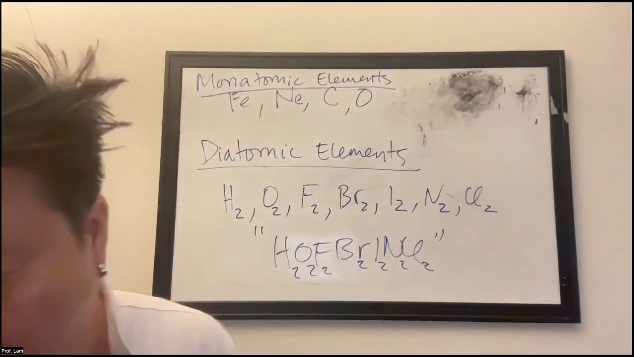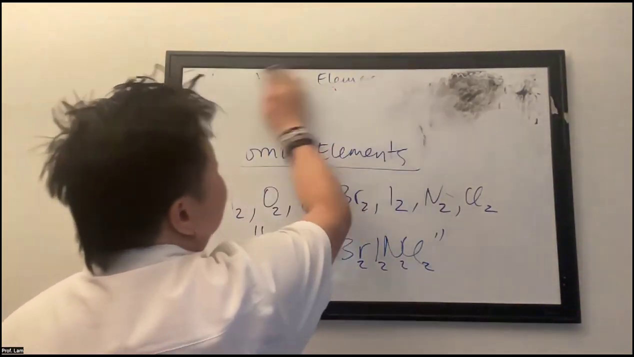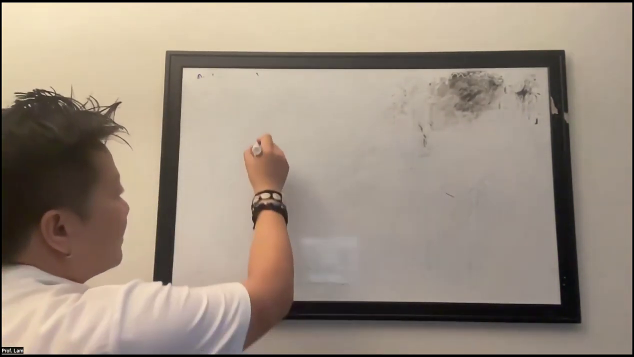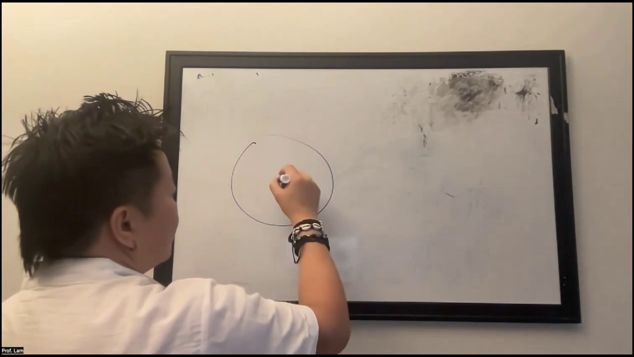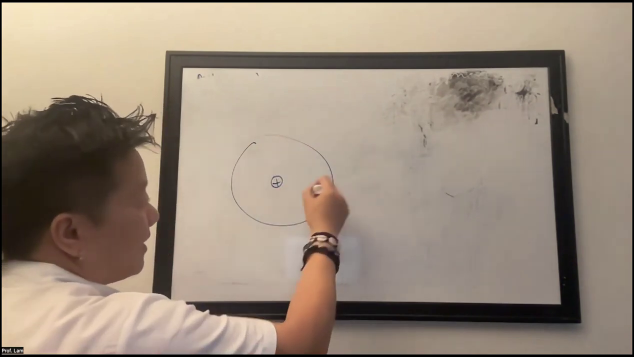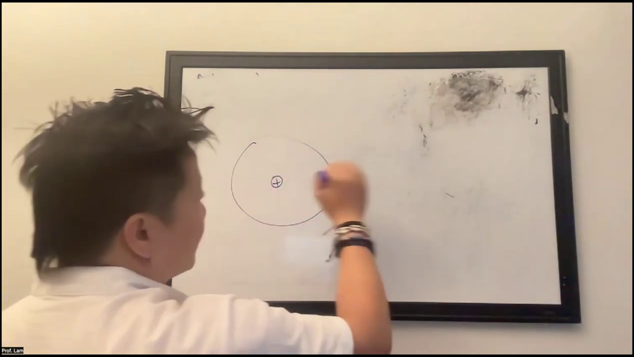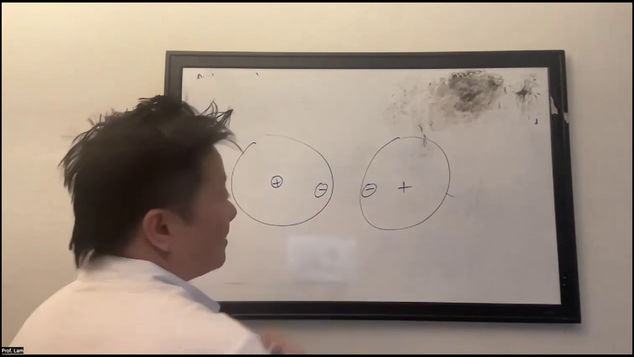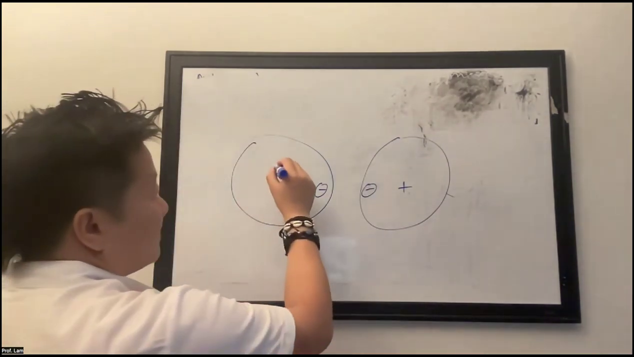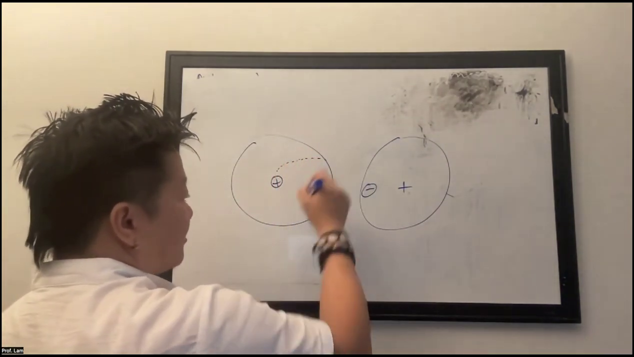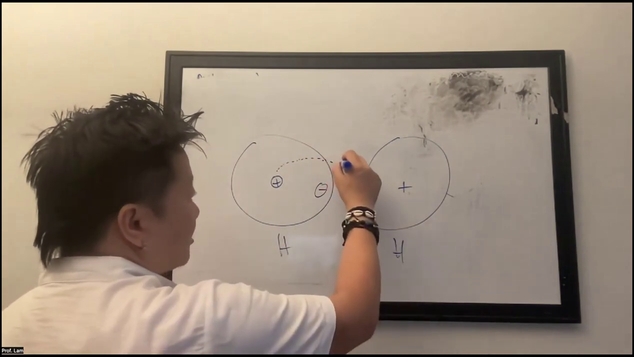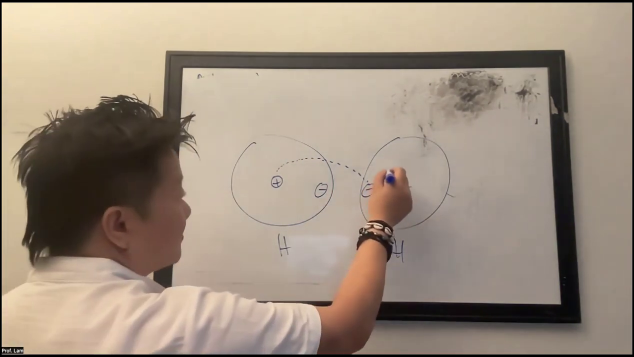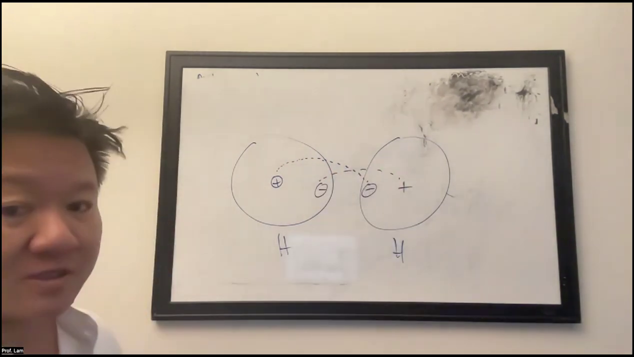So let's go back to the board and you'll see why that makes more sense if I draw it like this. If I have hydrogen with one proton and one electron out here, that is the electron cloud. And it sees another hydrogen, which also has a proton and an electron. Then the nucleus of one hydrogen is going to be attracted to the electron cloud of the other hydrogen, and vice versa.